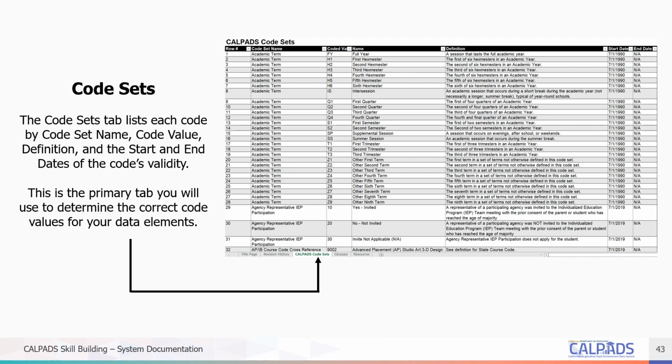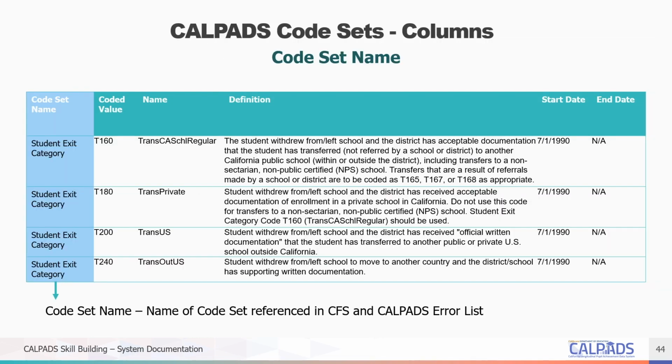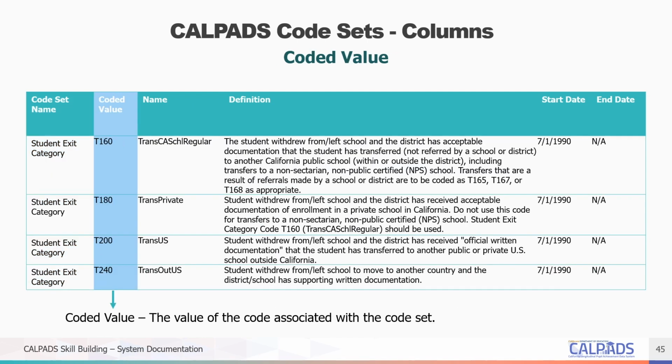Let's take a closer look at the CALPADS code sets tab. This is an excerpt from the CALPADS code sets tab. The headings throughout this tab have a consistent meaning across code sets. The code set name is the name of the code set referenced in the CFS. The example on screen is the Student Exit Category code set, and all codes listed are in the Student Exit Category code set.